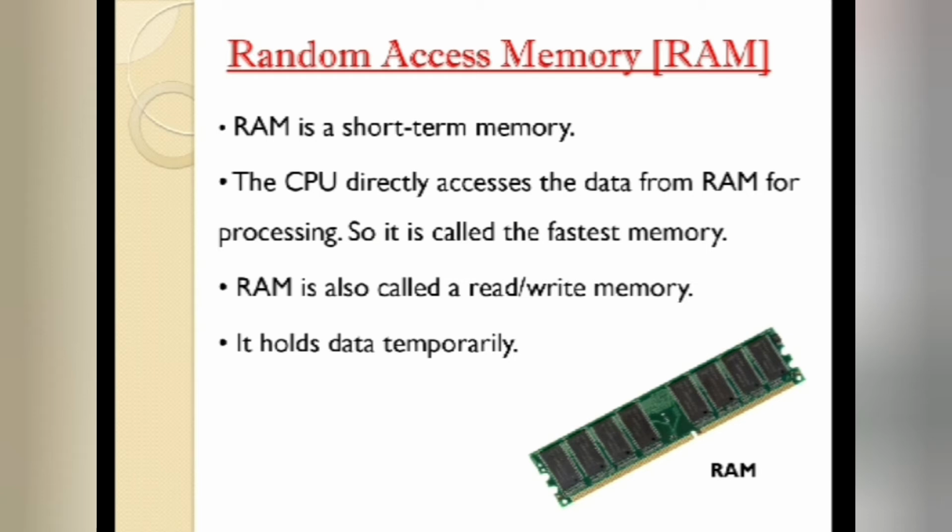The CPU directly accesses the data from RAM for processing. So it is called the fastest memory.